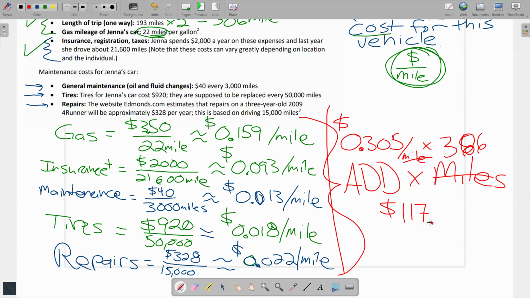There are other right answers to this, which I'll show in a second. But that's one possible answer for the cost of driving her car on this trip. All right, so I'm going to show you my calculator, and then I'm going to show something else.